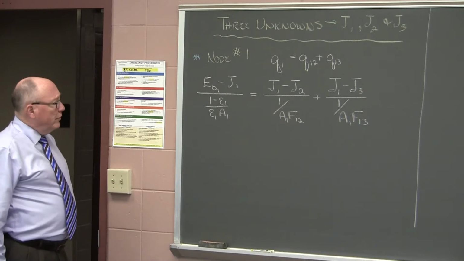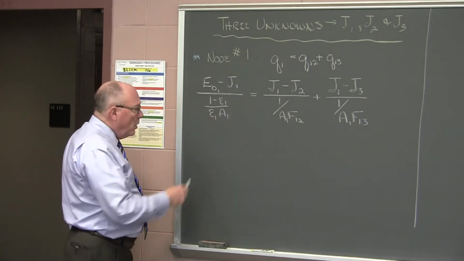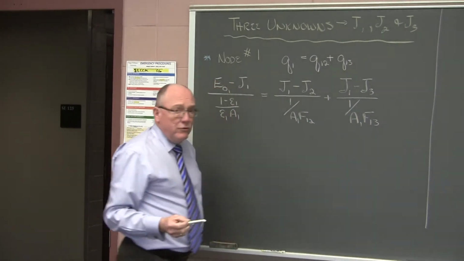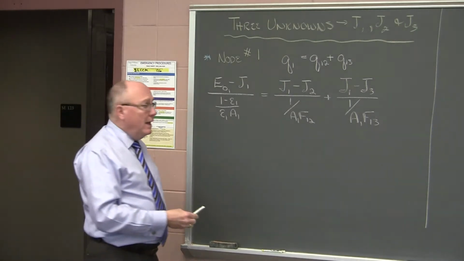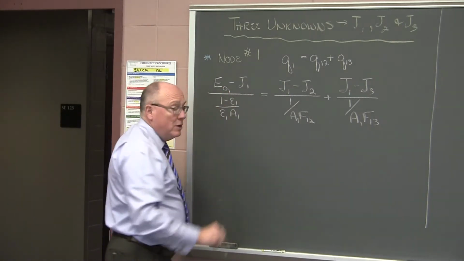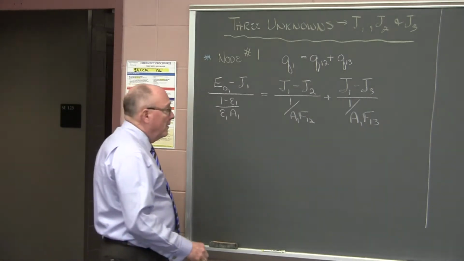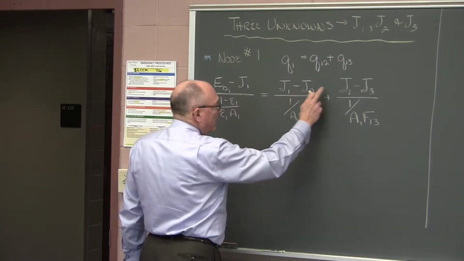Now, you'll notice in this equation, we have emissive property, which should be known. We have the areas, which are known. We have these shape factors, which we should be able, from our previous experience, to ascertain. And we have EB1, which of course is sigma times T1 to the fourth power. And then we have the 3 unknowns, J1, J2, and J3.